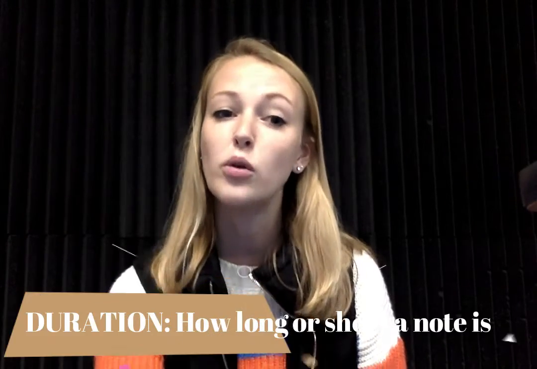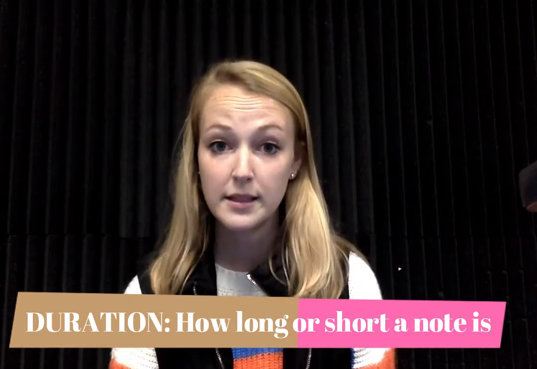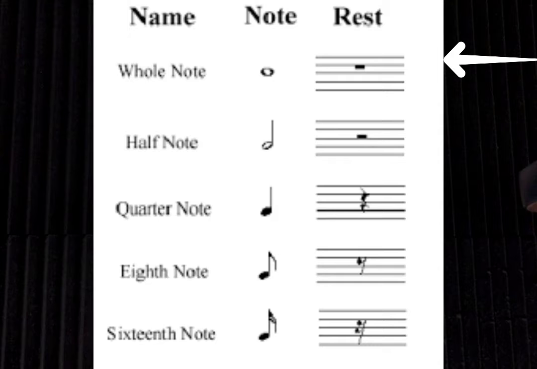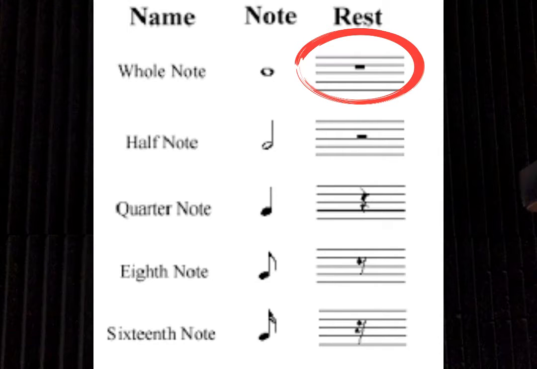Duration is how long or short the note is. There are note values which tell us the duration. The ones we're going to focus on today are whole notes, half notes, quarter notes, and eighth notes. A whole note is 4 beats. It takes up a whole 4/4 measure. The rest that goes with this whole note looks like this. So this is called a whole note because it takes up the whole 4/4 measure.